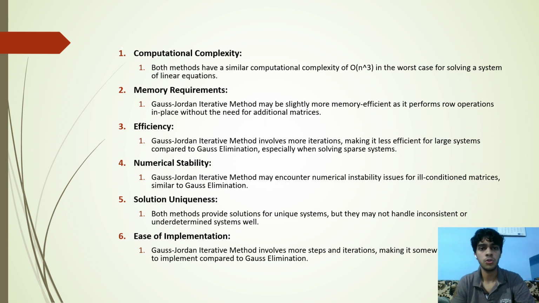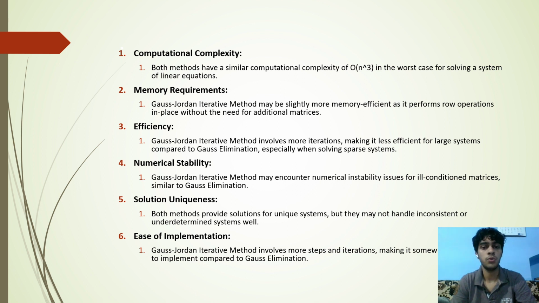Now, computational complexity. Both methods have a similar computational complexity of O(n^3). Memory requirement. The Gauss-Jordan method might be slightly more efficient as it performs row operations in place without needing additional matrices. Efficiency. Gauss-Jordan and iterative methods involve more iterations, making them less efficient for large systems compared to Gauss elimination. Numerical stability. The Gauss-Jordan iterative method may encounter numerical instability issues for ill-conditioned matrices.